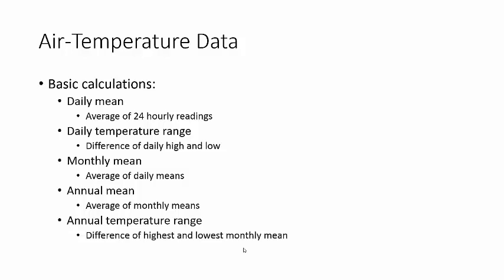Monthly mean. So daily was the 24 hours, every hour you take a reading. Well, the monthly is you take all of those daily ones and you average that. And then the annual mean is you take all of the monthly means and you average that. And then the annual temperature range is again the highest and the lowest, but of the monthly means. So the daily temperature range, high and low of hourly, annual temperature range, high and low of monthly.